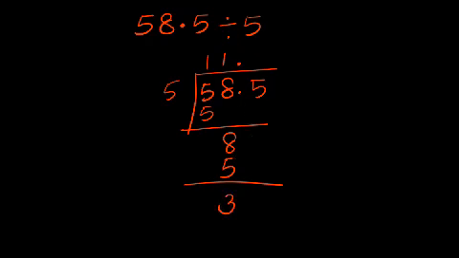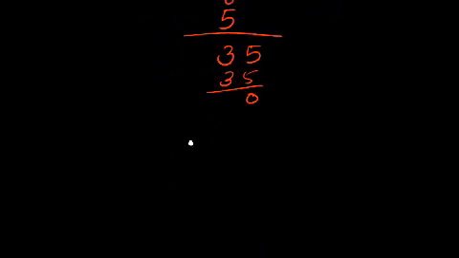You have to put the decimal point here since the dividend's decimal point is here. Bring down the next digit 5. How many 5's are in 35? 5 times 7 is 35. The remainder is 0. So the answer is 11.7. Okay. Now, the next case is when both are decimals.